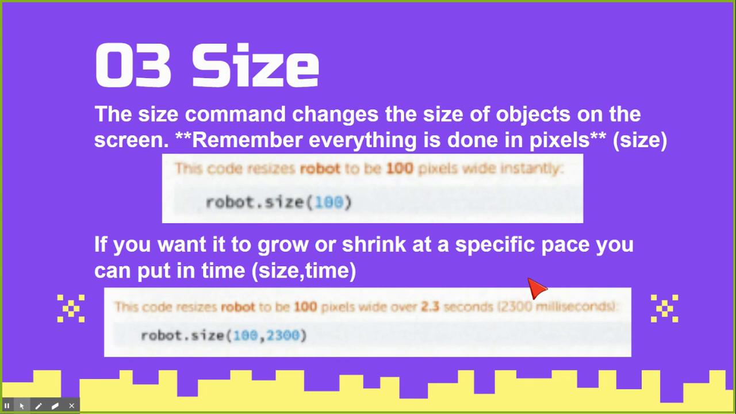Size. The size command changes the size of objects on the screen. Remember, everything is done in pixels. This code resizes the robot to be 100 pixels wide instantly. Robot.size 100. If you want to grow or shrink it at a specific pace, you can put in time. So again, it's going to be size, then time. This code resizes the robot to be 100 pixels wide over 2.3 seconds, so 2,300 milliseconds. Robot size 100, and then the second number is the time.